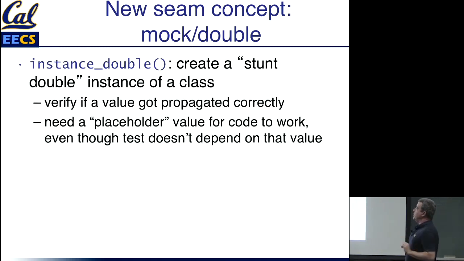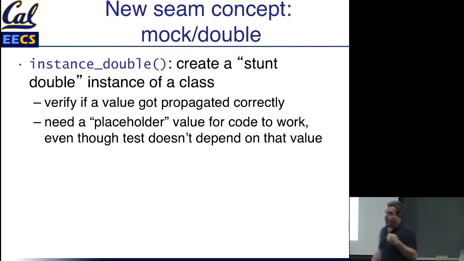And a way that we can check that is another type of seam the testing framework provides. Depending on who you talk to, some people call it a double. Some people call it a mock. There's a particular method that we're going to use to create it called instance double, which, given a class name, gives you a stunt double instance of that class. Now, the stunt double is actually pretty stupid. It can't do very much. In particular, it doesn't know anything that the real class knows.